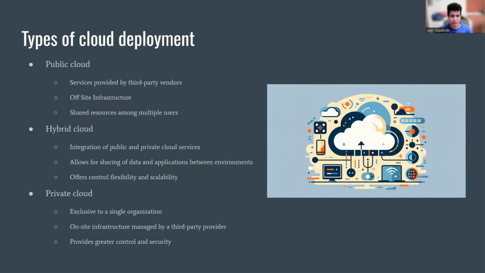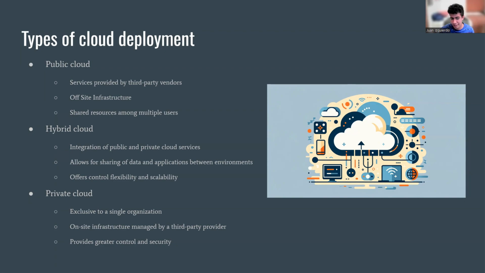Now, the hybrid cloud is the implementation between the private cloud and the public cloud. So it integrates both. It allows for the sharing of data and applications between environments. And to an extent, it offers control, flexibility and scalability.